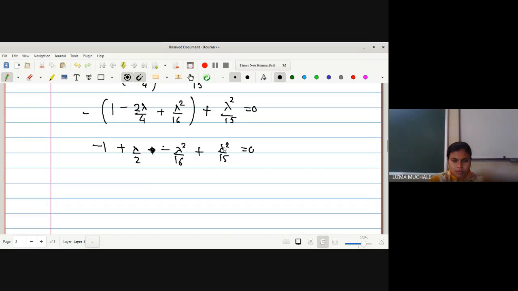What we can do now is take lambda square outside. What will be the resultant? 1 upon 15 minus 1 upon 16, and here it is minus 1 plus lambda by 2. What is the resultant? 16 minus 15, it will be 1 upon 15 into 16.